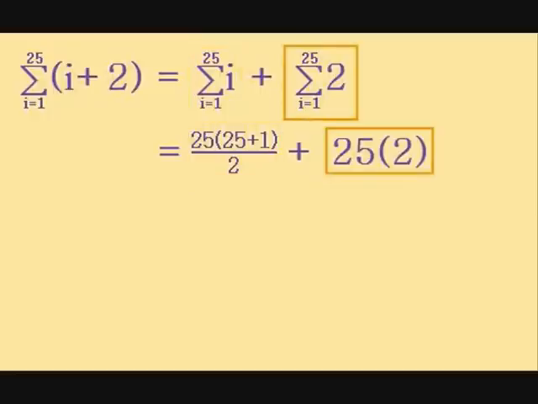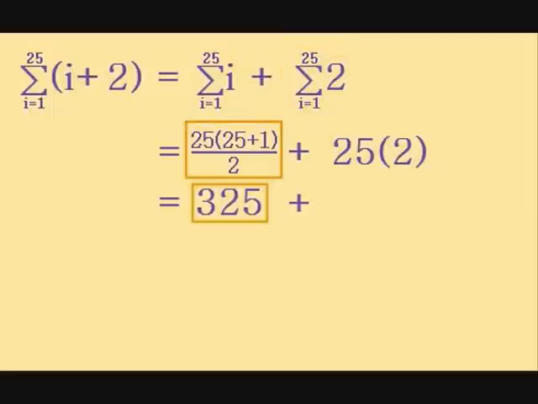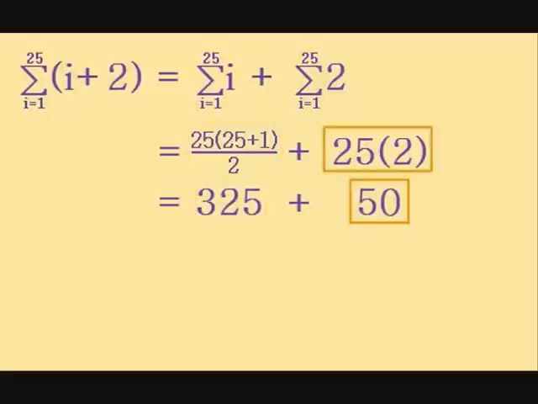In the second sum, we're just adding 2 to itself 25 times, so we just end up with 25 copies of 2. Now we can stick the first of these into a calculator and we get 325. The second one is simple enough to do without a calculator, the answer's 50. Now we just add these and we get 375.